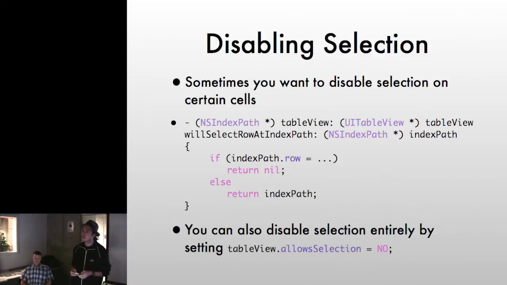So if you returned a different index path, would it select a different cell? Yes. Which is weird, because I can't immediately think of a case where that would be useful. But potentially there is, I guess. Yeah, you could if you wanted. I'm not sure what would happen. I imagine it would just send the didSelect to the one you return, as opposed to the one that got passed in. But this is a typical use case for it. It's just to disable selection in certain cells.